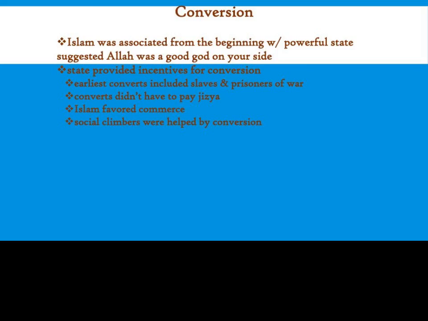The state provided incentives for conversion. Some of the earliest converts included slaves and prisoners of war. The converts didn't have to pay the jizya, that tax.